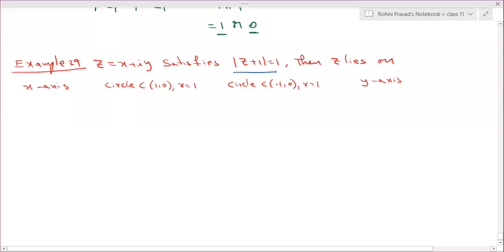They are given that z satisfies mod z plus 1 equal to 1. So mod z plus 1 means x plus 1 plus iy equal to 1. Squaring on both sides, you need not write the square root: x plus 1 the whole square plus y square equal to 1. So z lies on a circle with center minus 1 comma 0 and the radius is 1. That is the third option.